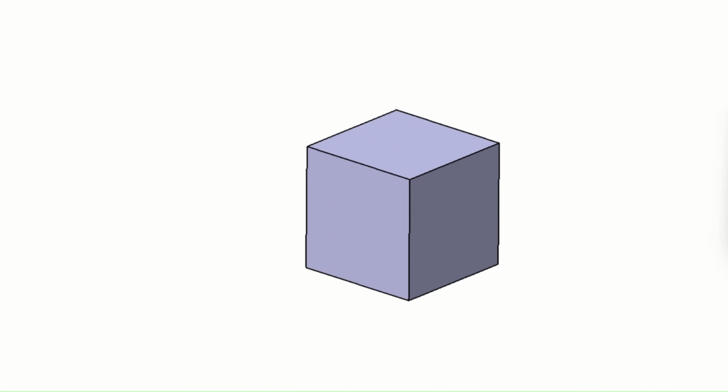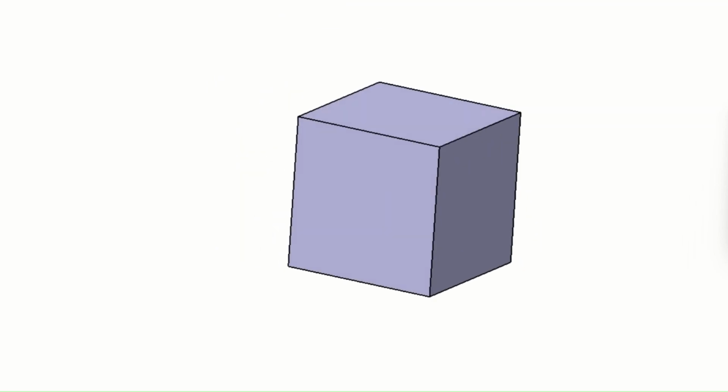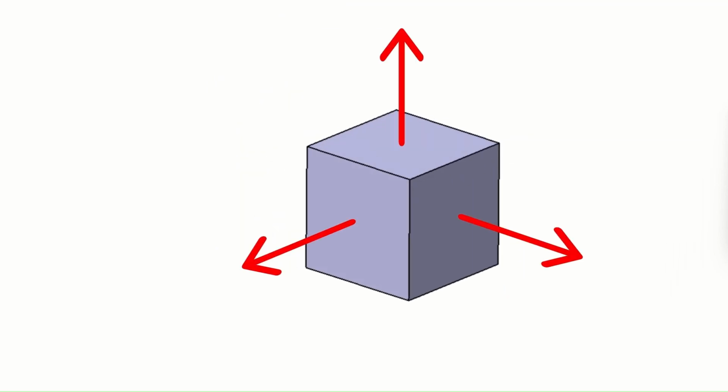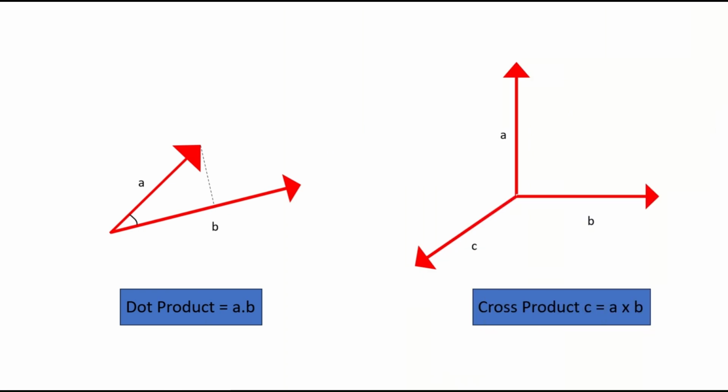Imagine you are working in CAD software or a simulation engine. How does the software know whether two edges are perpendicular? And how does it compute the direction of a surface normal in 3D space? The answer lies in powerful vector operations: dot product and cross product.